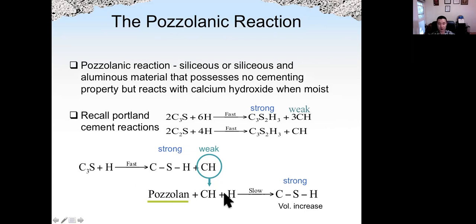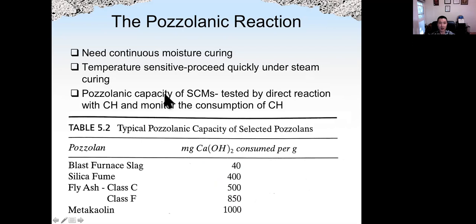The reaction of pozzolan with calcium hydroxide needs two things. First, it needs water, H, and also it needs time. The reaction is slow, and it needs continuous moisture curing. This is one difference from the classic reaction of Portland cement. It is also temperature sensitive, and at high temperature, such as steam curing, it will proceed much quicker.